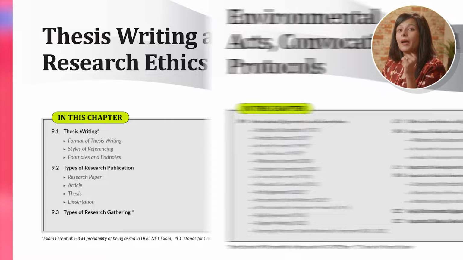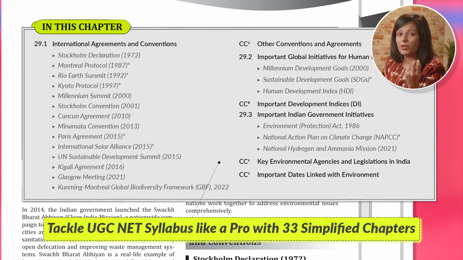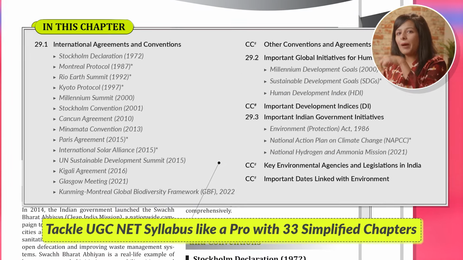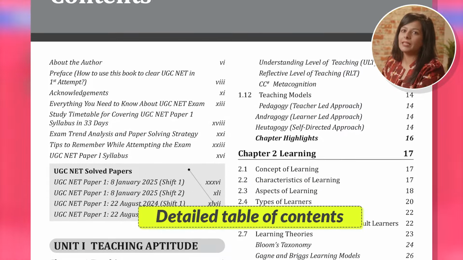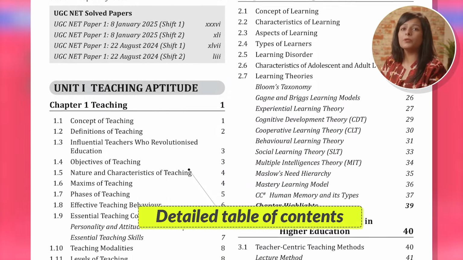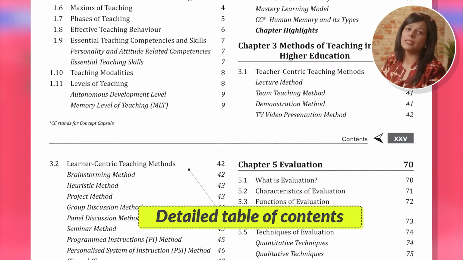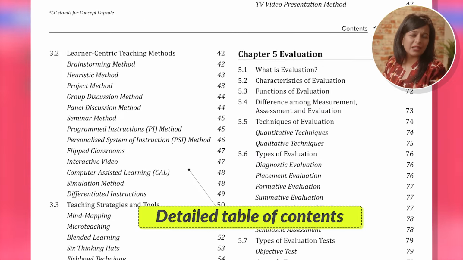To help you do this, I have divided the 10 units of Paper 1 into 33 focus chapters in my book, so you can cover the entire syllabus in just a little over a month. So, if your time is limited, this is how you prepare smart and stay in the game.